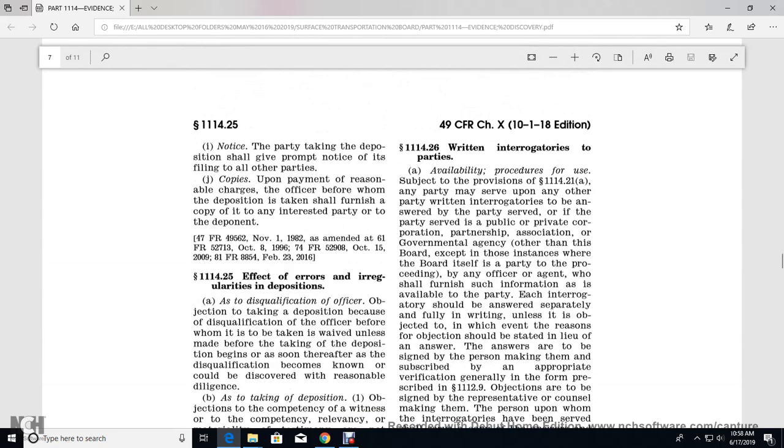All right. Notes of the party shall be taken in the deposition, and shall be given promptly after the filing of the other parties' copy, with the payment of the reasonable charge for the officer who took the deposition to furnish a copy to the interested party or the deponent.